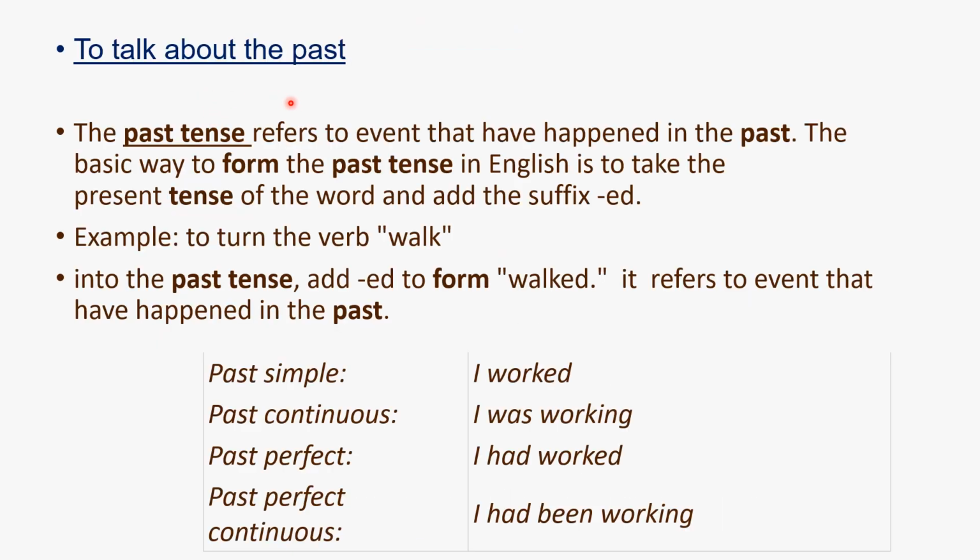We use past tense to talk about the past. The past tense refers to events that have happened in the past. The basic way to form the past tense in English is to take the present tense of the word and add the suffix. For example, look at here. To turn the verb work into the past tense, add ed to form worked. It refers to events that have happened in the past. We have four aspects of the past tense: past simple, past continuous, past perfect, and past perfect continuous tense.